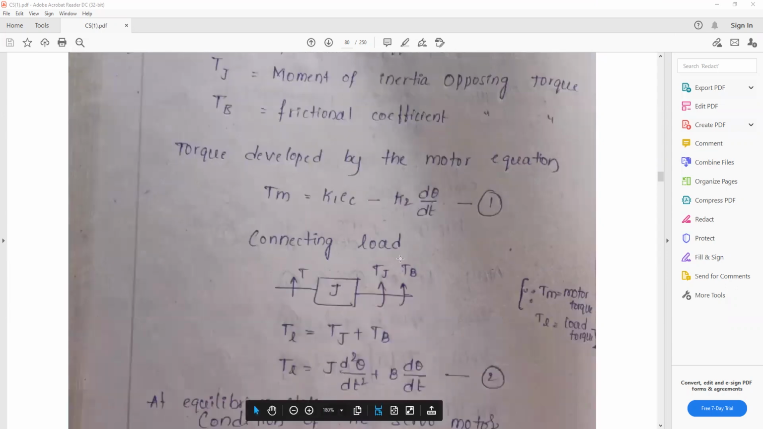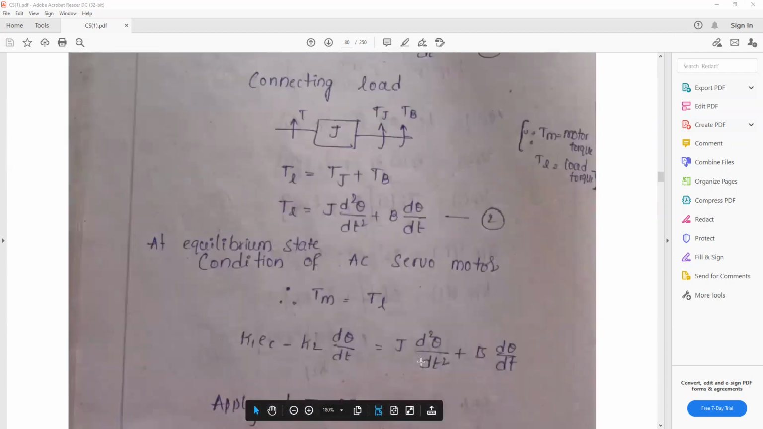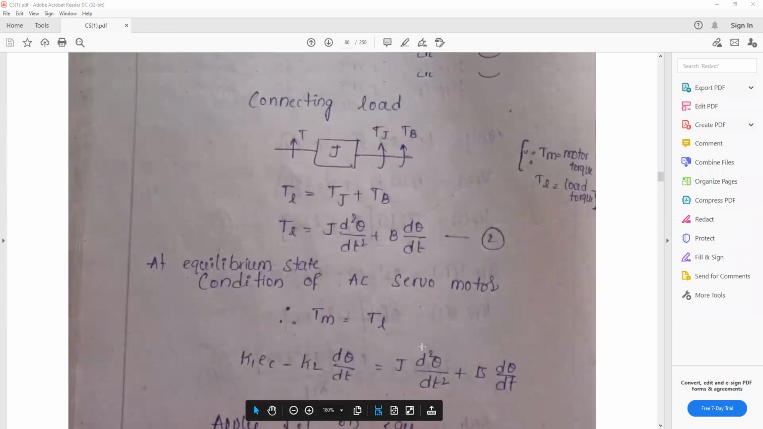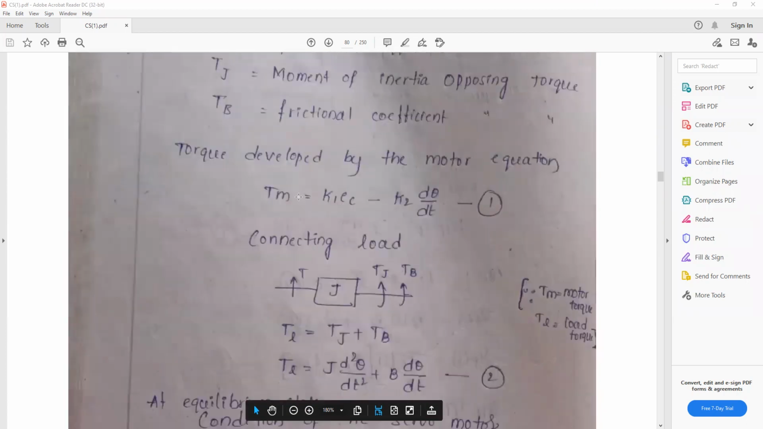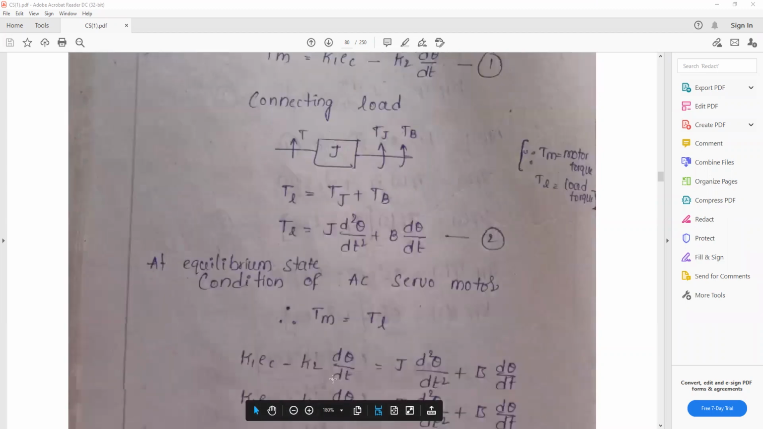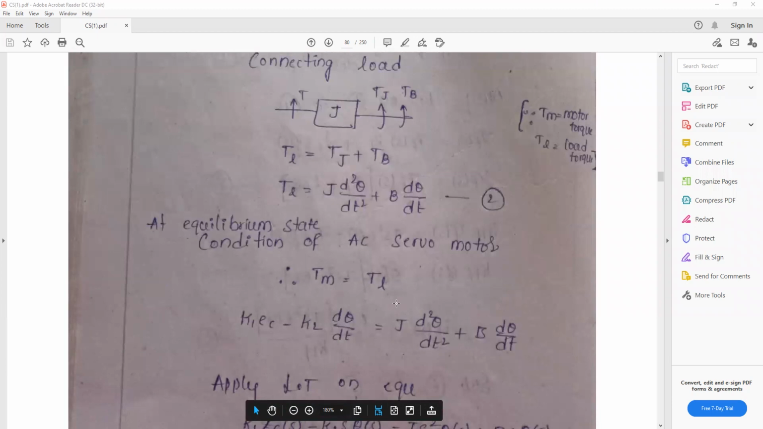And the connecting load same, applied torque T, opposing torques Tj and Tb. So load torque is Tj plus Tb. Tj is J into d square theta by dt square plus B into d theta by dt. In the equilibrium condition, motor torque is equal to load torque. So Tm is equal to TL.